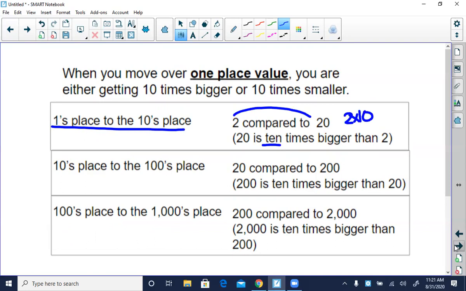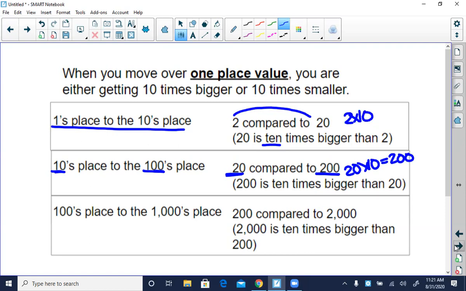Your next problem, same idea, but I'm still only moving 1 place value. I'm moving from the 10s place to the hundreds place. I'm not going from the 1s place to the hundreds. I'm going from the 10s to the hundreds. I'm only moving over 1 place value. 20 compared to 200. 200 is 10 times bigger than 20. 20 times 10 equals 200.